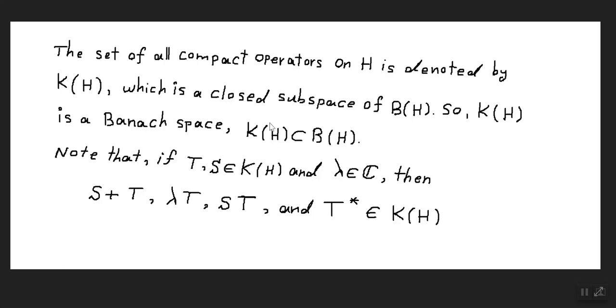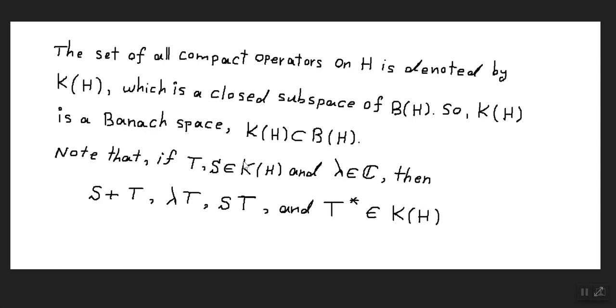We can show that this K of H is a closed subspace of B of H. Since it is closed, it is complete, right? So K of H itself is a Banach space. It means compact operators as a subset of B of H form a Banach space. And in particular, we have this.